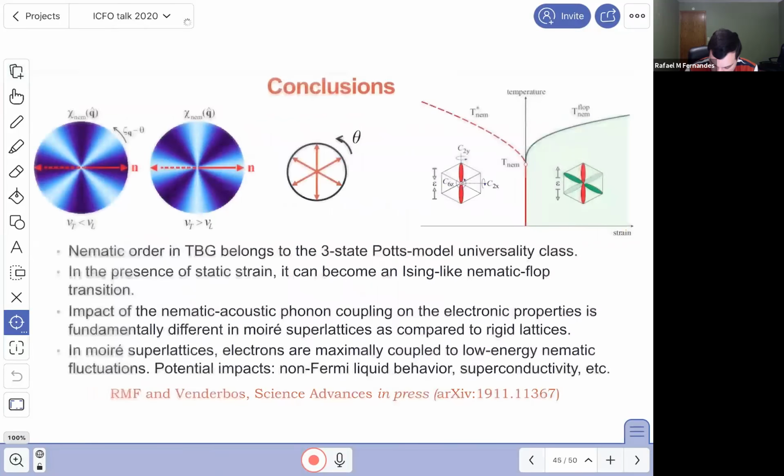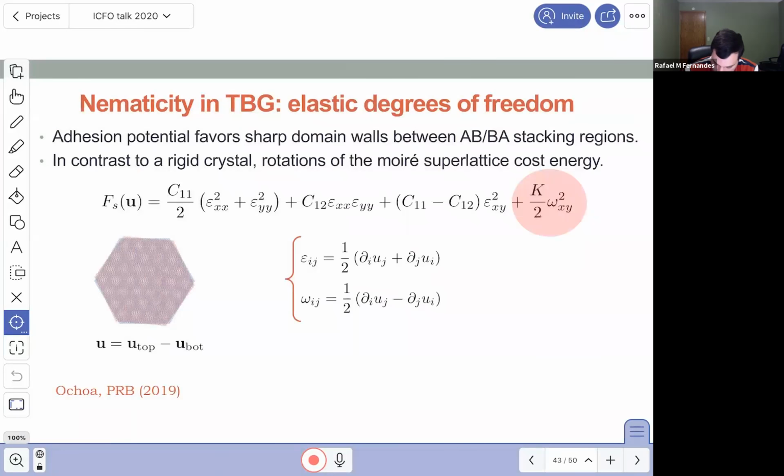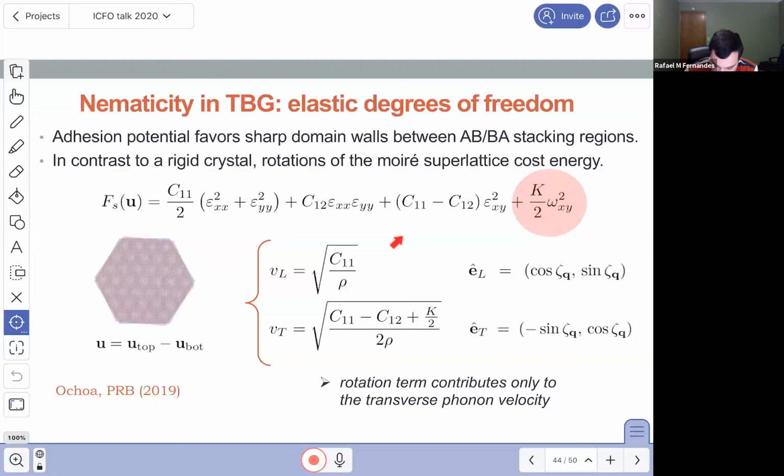If you now go back and calculate the new phonon dispersions, you see that you still get a longitudinal and a transverse phonon, but this cost of having rotations increases only the transverse velocity. So if this is large enough, which happens to be the case in graphene, and that comes from the adhesion potential, then the transverse velocity will become larger than the longitudinal velocity, and you see this new effect.